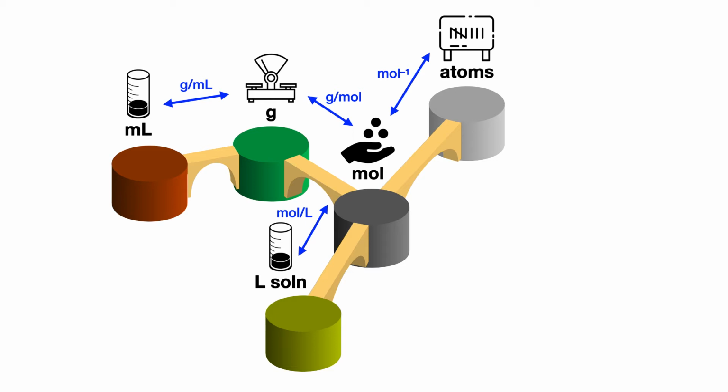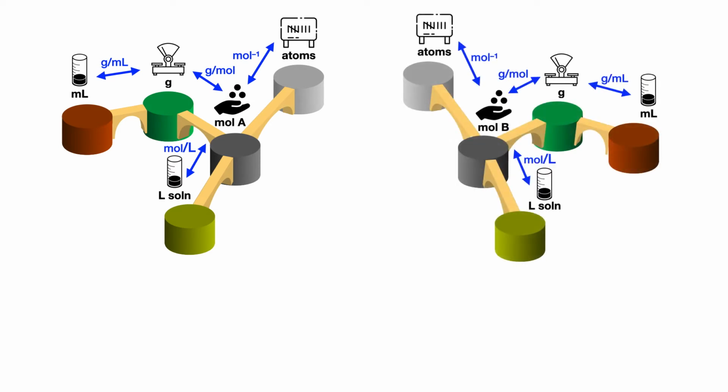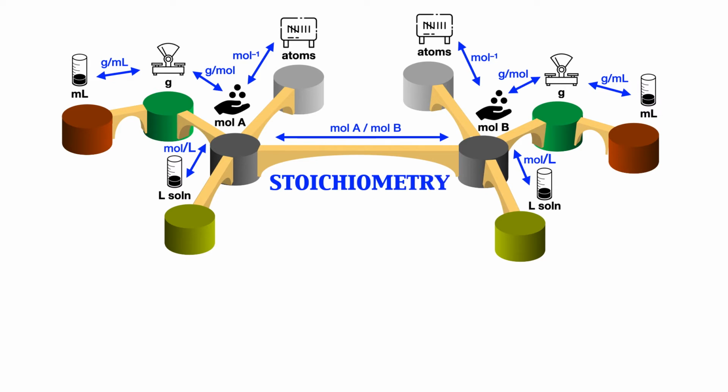Today, what we're going to look at is the situation where we want to compare one substance with another substance. So say we have two substances A and B, and the amounts of those substances are related in some way. And so we're interested in the connection between the number of moles of A and the number of moles of B. This relationship between the amount of one substance and the amount of another substance is called stoichiometry. And one of the big places where you encounter this is in chemical reactions.